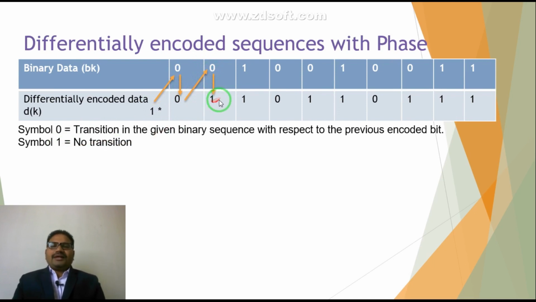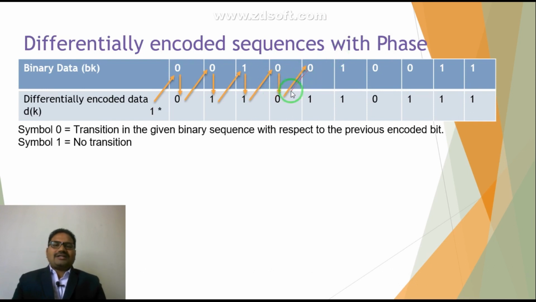Similarly, the next binary input is 1. If we compare this binary 1 with its previous encoded bit, it is what? No transition, 1 1 it is. So what would be the output? Output is symbol 1. Symbol 1, what does it represent? It represents no transition. Similarly, the next binary input is 0, and its previous encoded bit is 1. So it means there is a transition. So if there is a transition, then we are going to represent this transition as symbol 0.